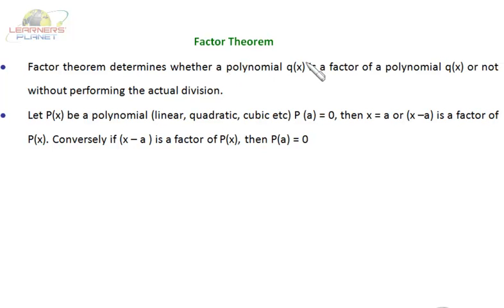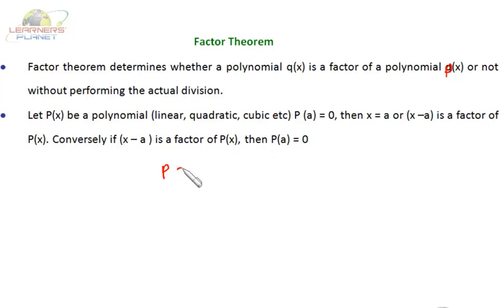Now let's see what the factor theorem is. The factor theorem determines whether a polynomial q(x) is a factor of polynomial p(x) or not, without performing the actual division. Let p(x) be a polynomial, maybe linear, quadratic, cubic, or of nth degree, and p(a) is equal to 0. That means x minus a is a factor of p(x). Conversely, if x minus a is a factor of p(x), then p(a) is equal to 0.